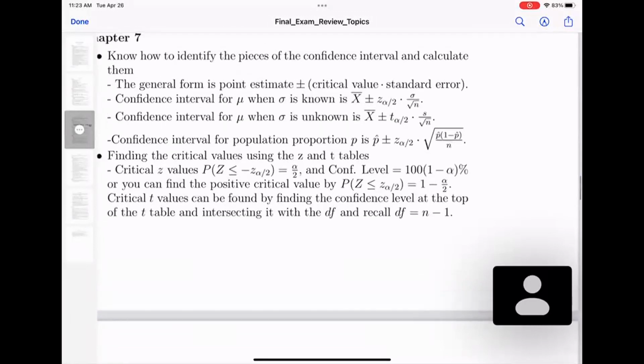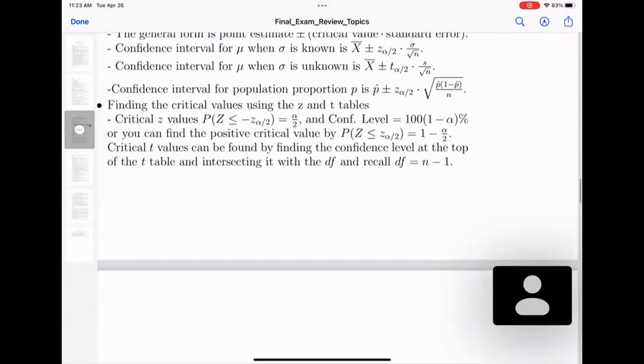So then we talked about mu when we did not know sigma. In this case, you just used a critical t value and you looked at the corresponding sample standard deviation. And how do you find the degrees of freedom to find the critical t value? Yeah, n minus 1, just the sample size minus 1. Then the thing that most people struggle with is finding the critical values. So I put something down here that may help you do it.